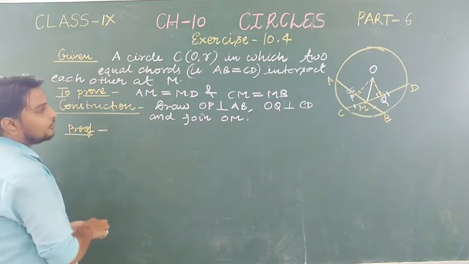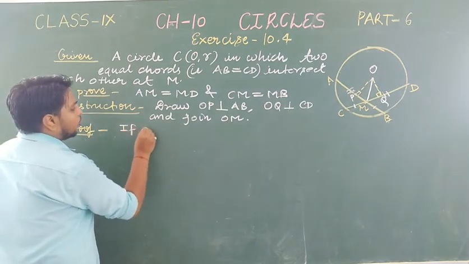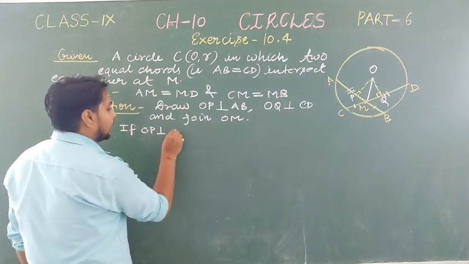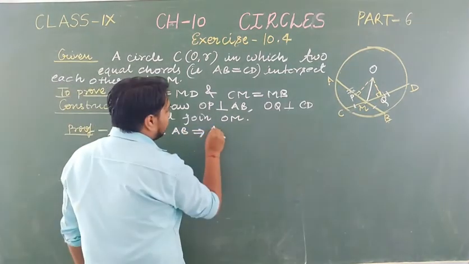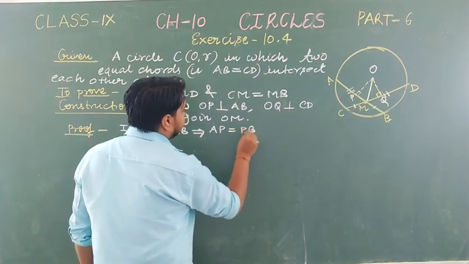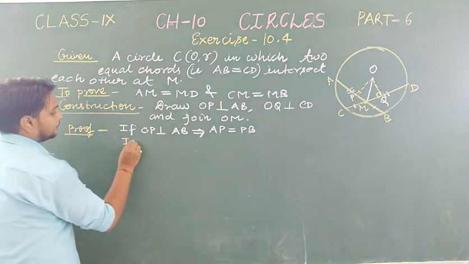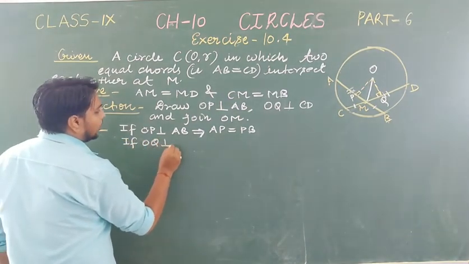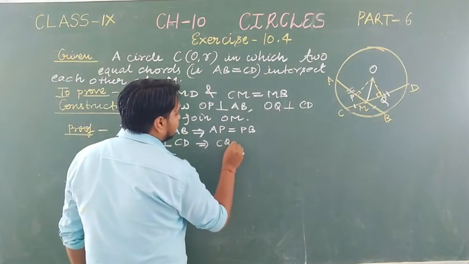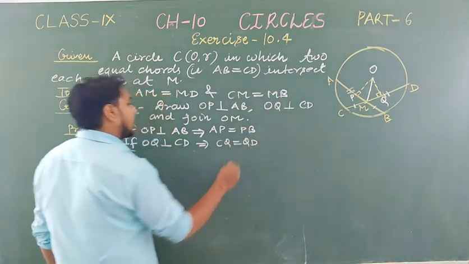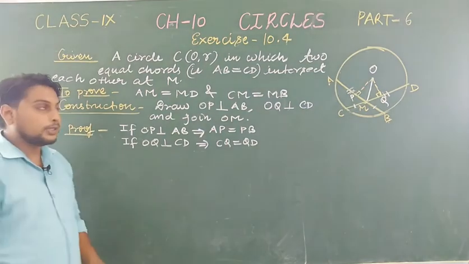In the proof part, we will write that if OP is perpendicular to AB, it will imply that AP is equal to PB. And if OQ is perpendicular to CD, it means that CQ will be equal to QD. So we have these results: AP is equal to PB and CQ is equal to QD.